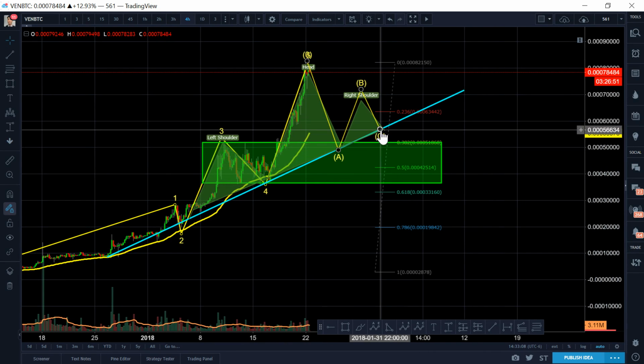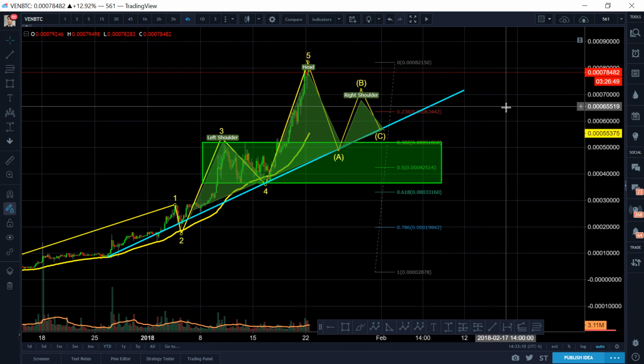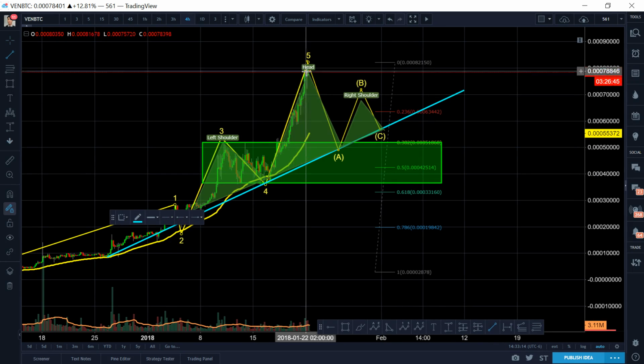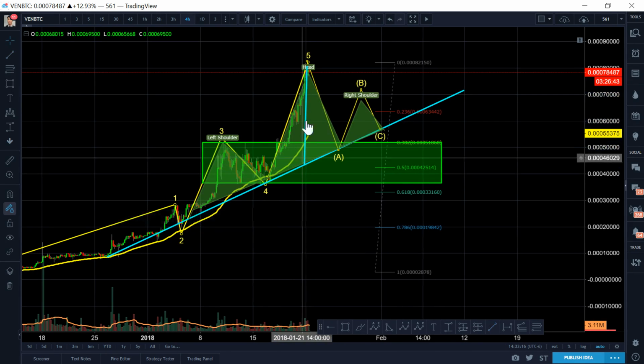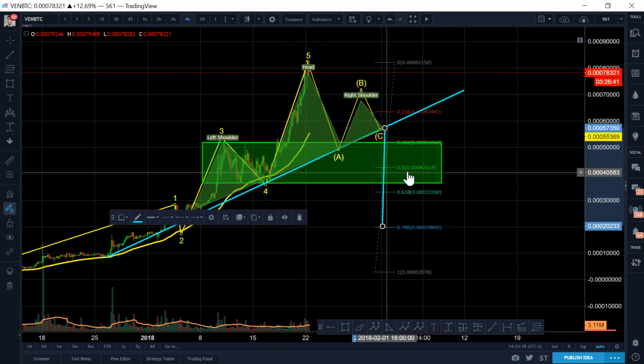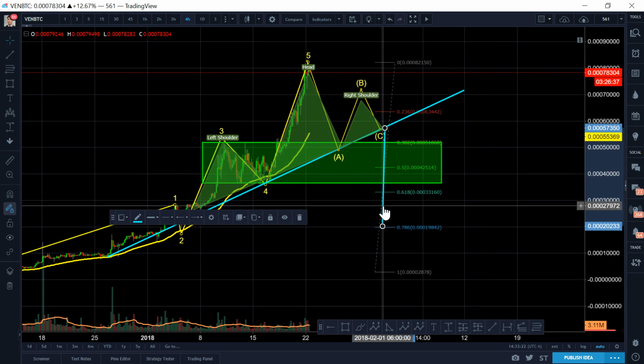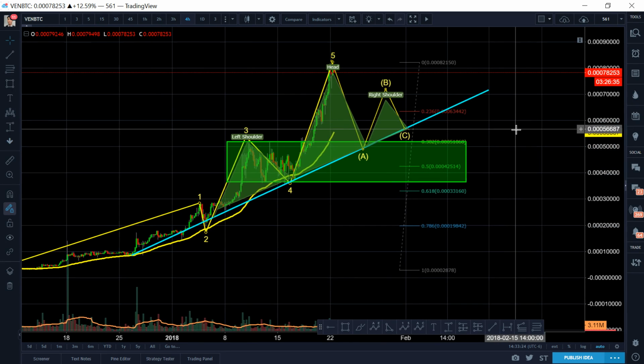So people play this neckline, right? The blue line is the neckline. If it breaks, people short it, and what they usually do is take a vertical height of the head right here on average, and then they target right down there to make a one-to-one move. Almost like that. So that seems very reasonable as well, right?